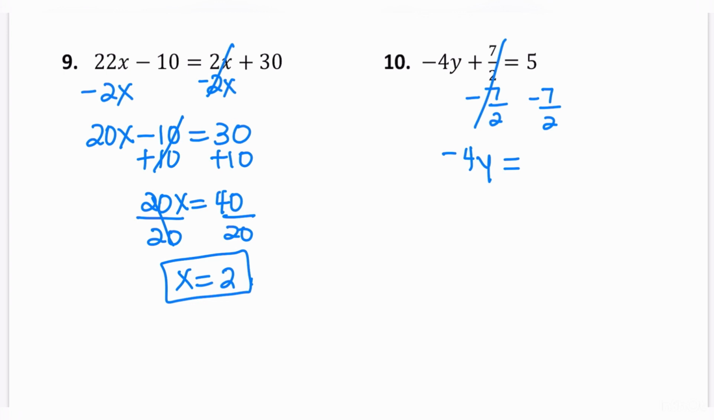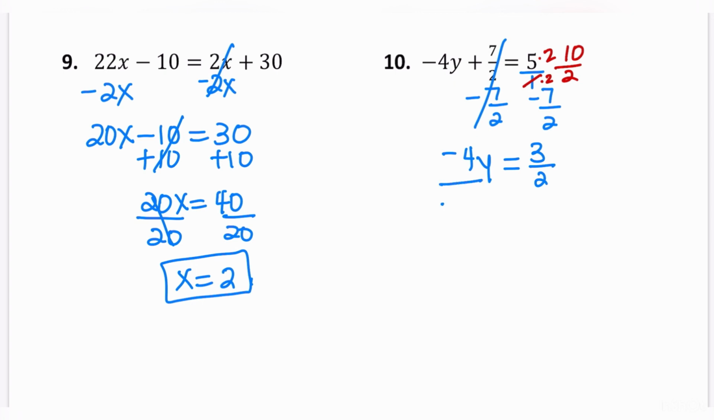5 is a whole number. I can write 5 as a fraction if I put it over 1. So now I have 5 over 1 minus 7 over 2. The least common denominator is 2. So instead of 1, I have to make this denominator 2. The way the 1 became a 2 is because I multiplied by 2. And whatever you do to the bottom, you have to do it to the top, so that becomes 10 over 2. So now I have 10 over 2 minus 7 over 2, which is 3 over 2. So I get negative 4y is equal to 3 over 2.